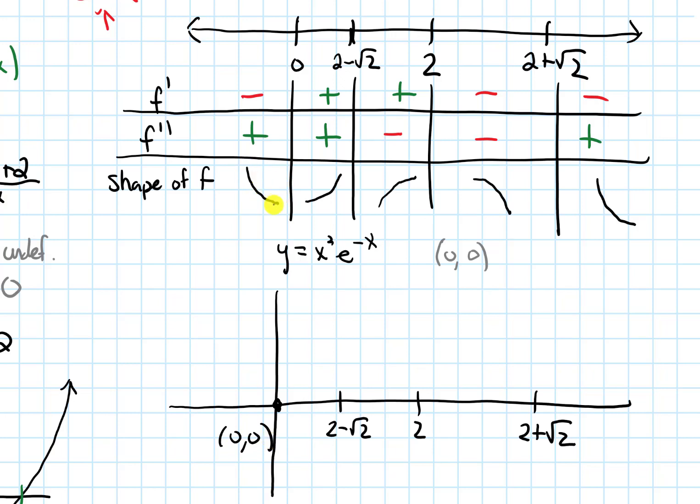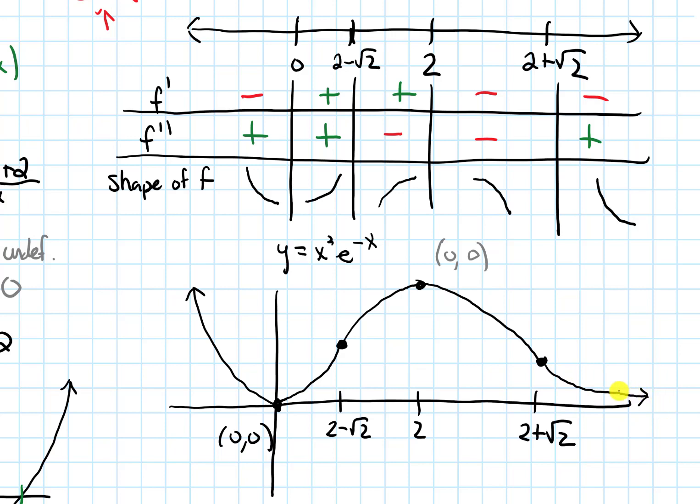Looking at my sign chart, to the left of 0, my graph is going to curve like this. Between 0 and 2 minus root 2, it'll increase and be concave up, so something like this. At 2 minus root 2, it keeps increasing, but it's concave down. So it switches concavity. We have an inflection point there. And now from 2 to 2 plus root 2, it's going to decrease. It's going to have this shape. Then from 2 plus root 2 onwards, it's going to switch to being concave up, and it'll turn out that it looks like this.